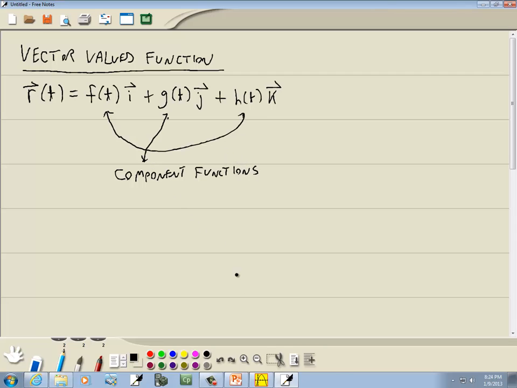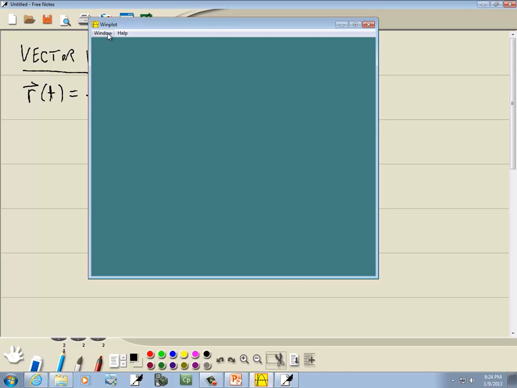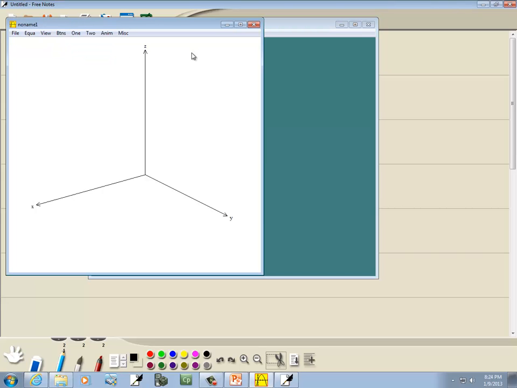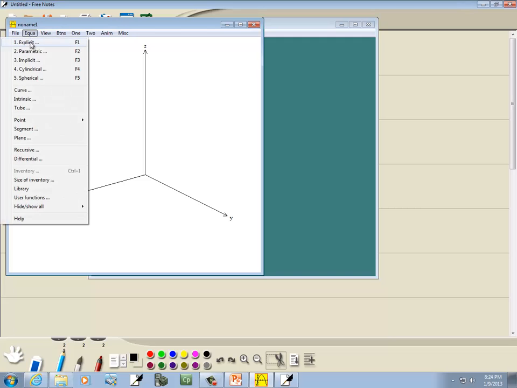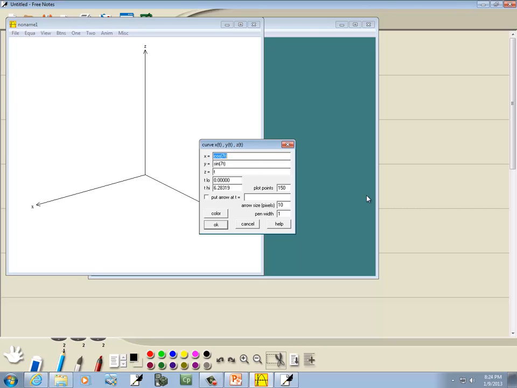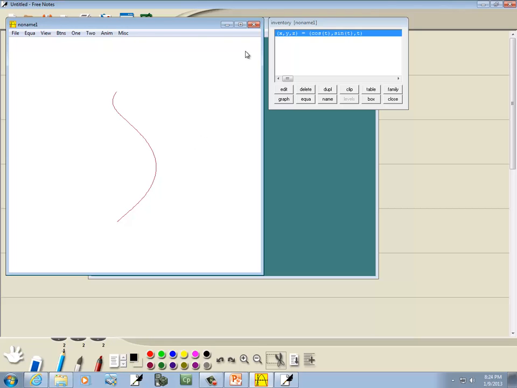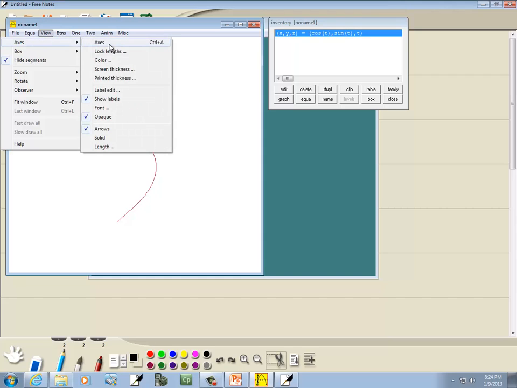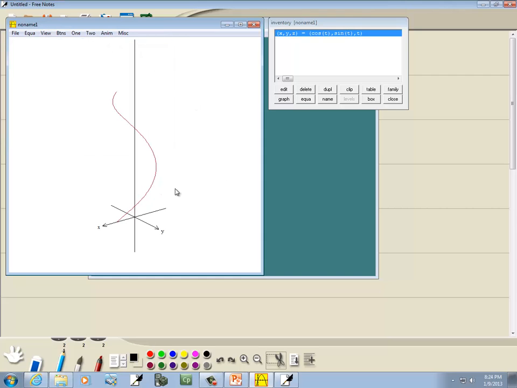Let me show you an example of one of these, so I know what in the world we're dealing with before we start working problems. This is WinPlot. If I go into Window, 3 Dimensions, and do Equation, there's one that says Curve down here. Let's see, I have cosine of t, sine of t, and t, and 0 to 2 pi is probably good to start with. Let's say OK. Now if I do View, Axis, I'm not sure why it gets rid of it, but you can see that.